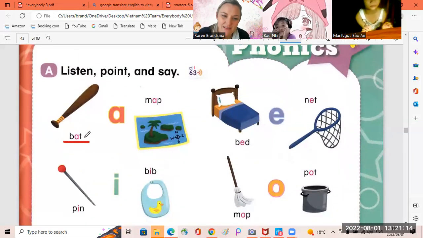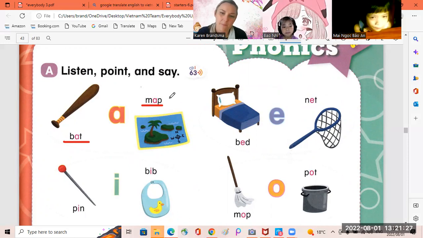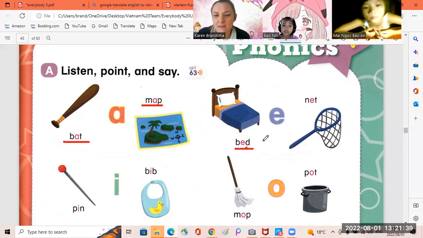We have bat. Map. Bat. Map. Okay, then we have eh. Bed. Net.